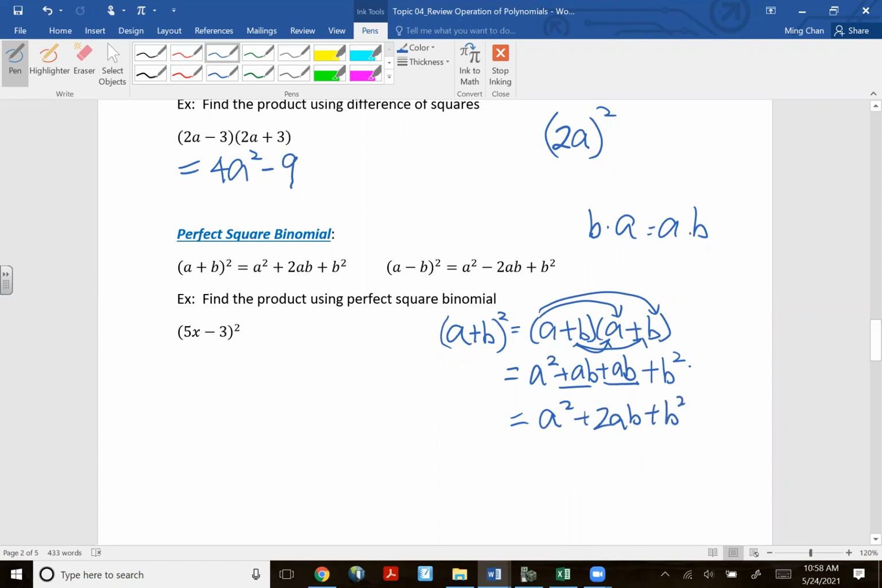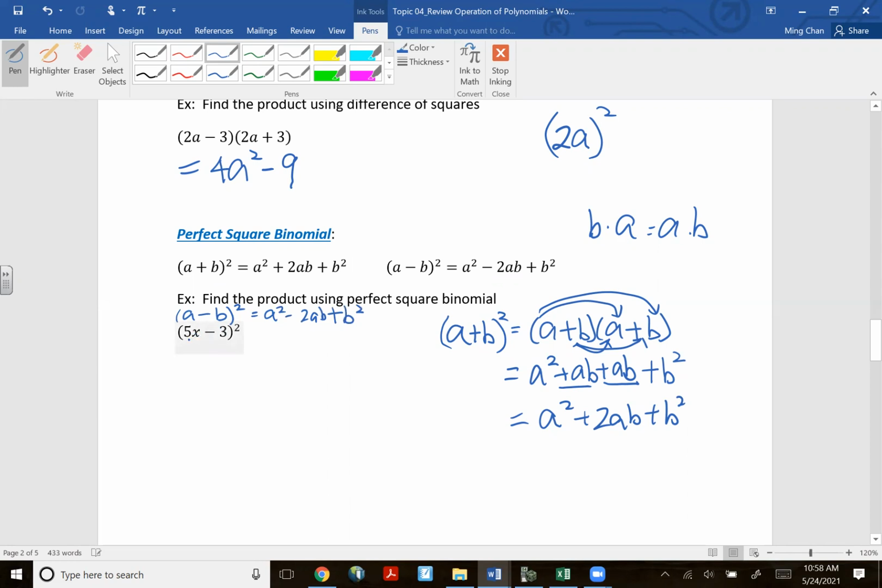So again, special products are meant to be done just by looking at them. If not, that's okay, but we can practice. If you can't, you can write them out as 5x minus 3 times 5x minus 3 and FOIL it out. But while we're in class, we can practice this. Just use the formula. Let me write down the minus version right here. A minus B squared is equal to A squared minus 2AB plus B squared.